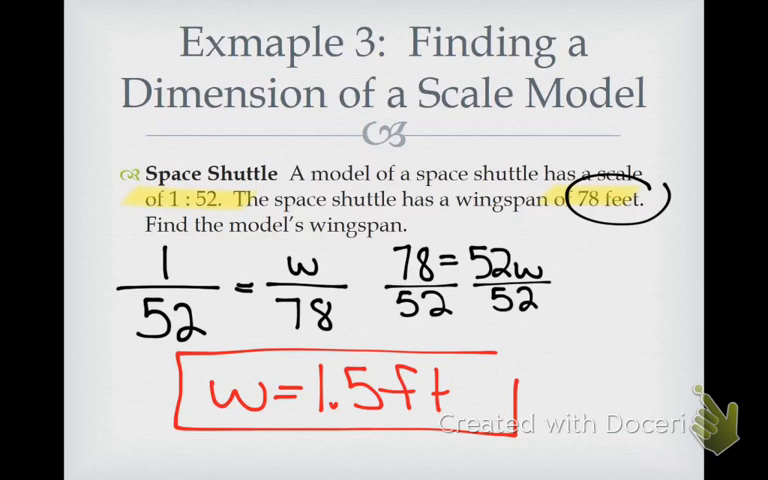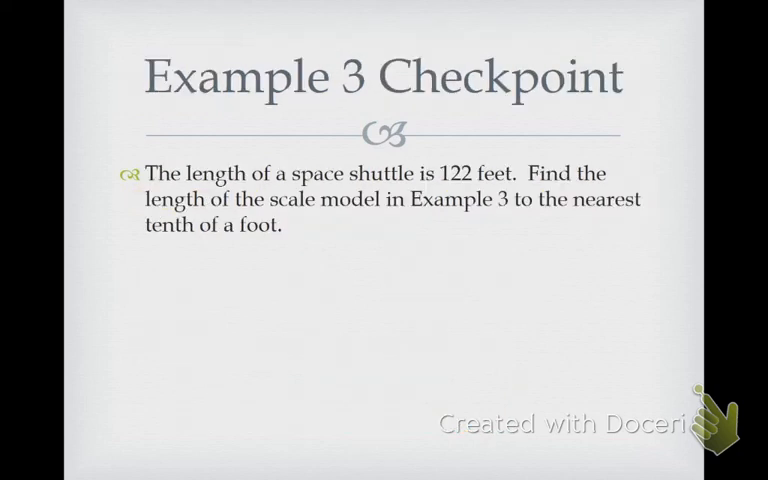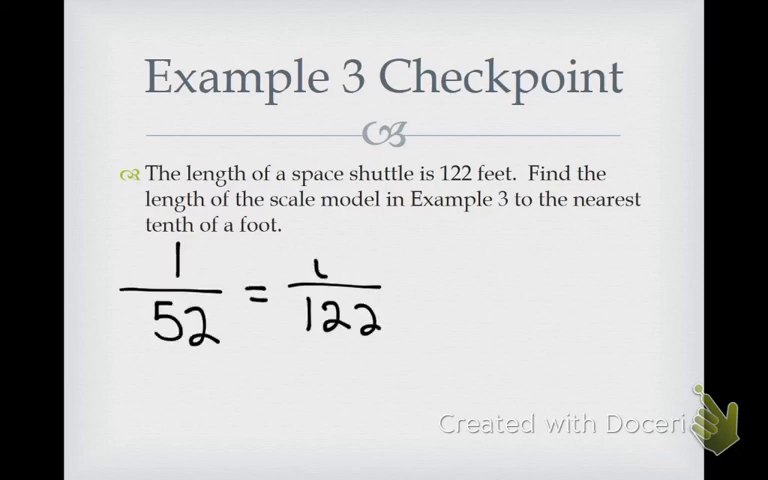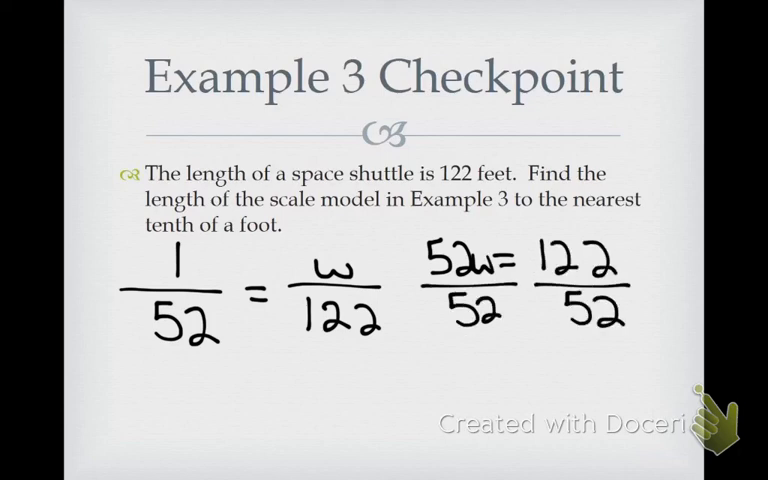Okay? All right, you're going to do one, and then that'll be it. So I want you now to take the same scale. What's my scale? 1 to 52. And now I want you to solve if the space shuttle was 122 feet. Find now the length of the model. All right, so setting up our proportion, we've got 1 over 52 again. W over 122, divide both sides by 52, and we round to 2.3. And if you understand that, that's everything you need to know for section 6.6.